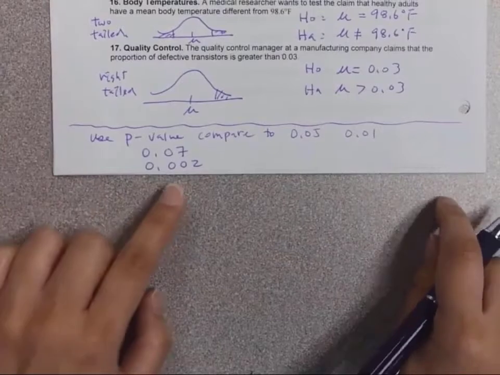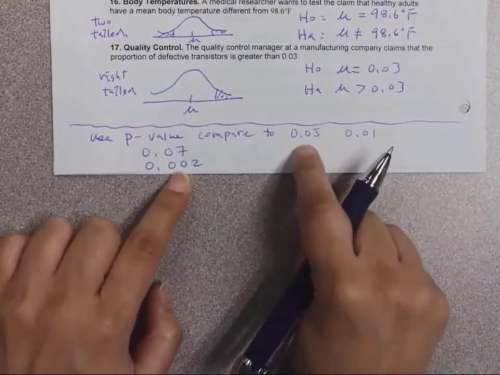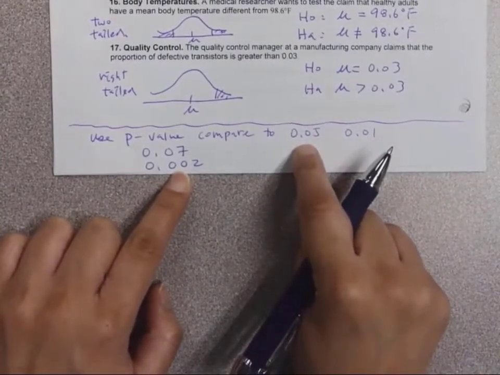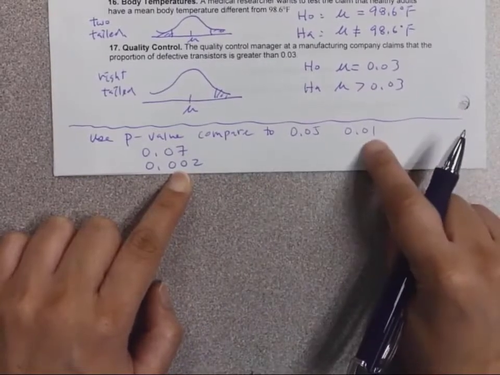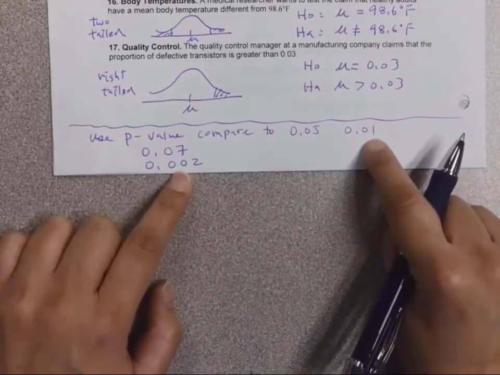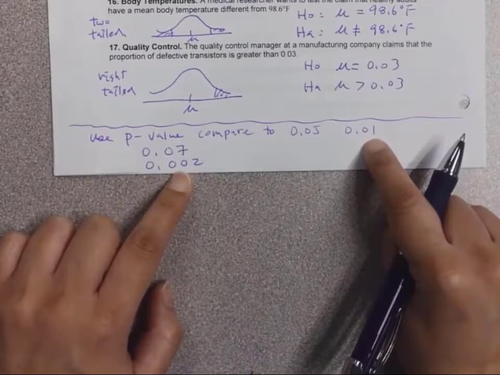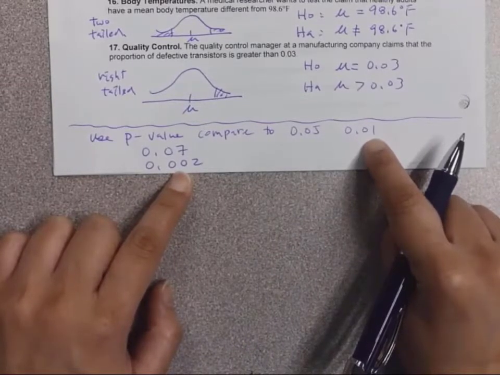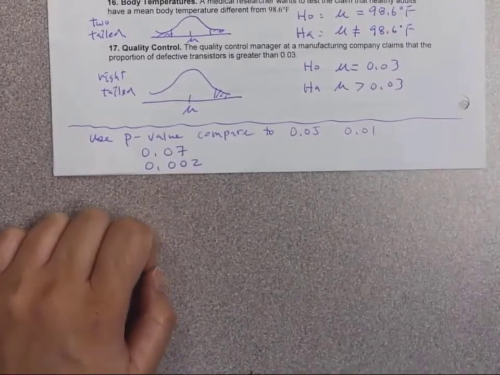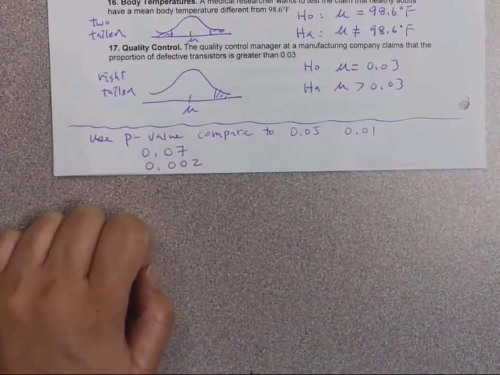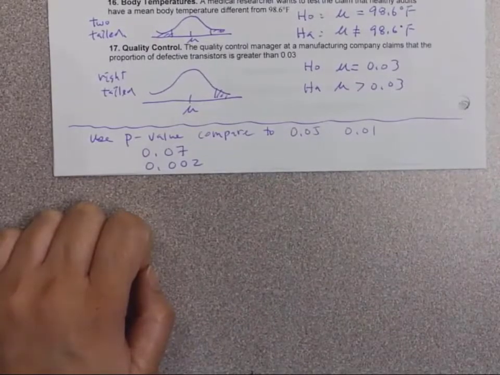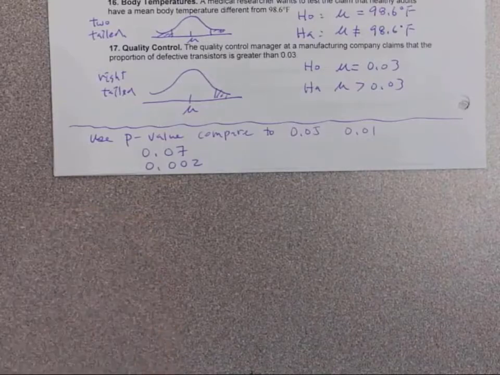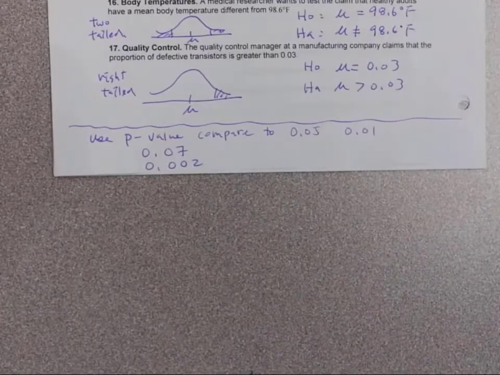How about if I have 0.002? Is this smaller than 0.05? Yes. Do we reject the null hypothesis? Yes. Is it significant? Yes. How about compared to 0.01? Is this smaller? Yes. Do we reject the null hypothesis? Yes. Is it significant? Yes. So when the p-value is super tiny compared to the significance level, you reject the null hypothesis and it is statistically significant. Is it okay? So you're going to need to practice. Some of you missed that class.